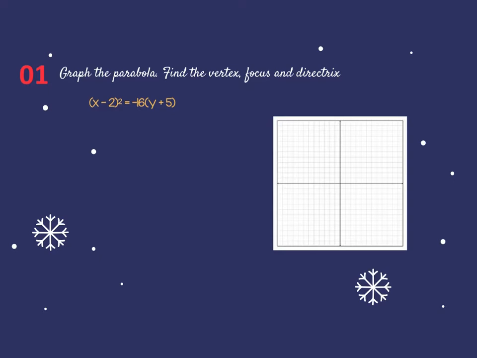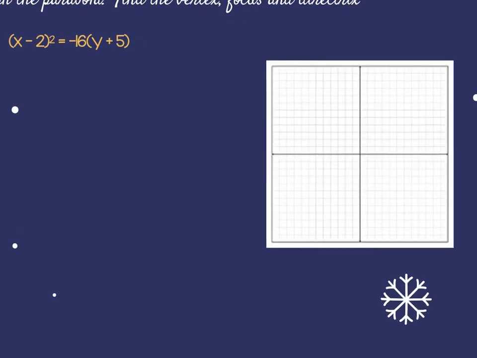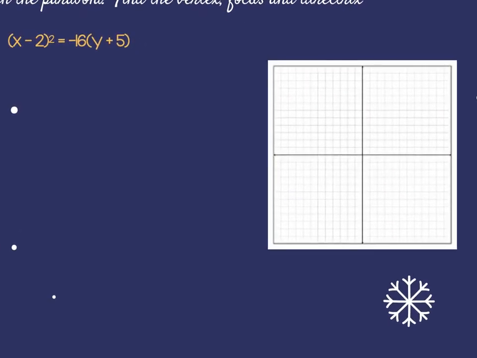So let's try this one together, and I'm going to set you off on the other ones on your own. So x minus 2 squared equals negative 16 times y plus 5. What can you tell me? First of all, we know it's a parabola, but if they were all mixed together, I would see that there's only one term squared, and that's what makes it a parabola. What can you tell me about this parabola?